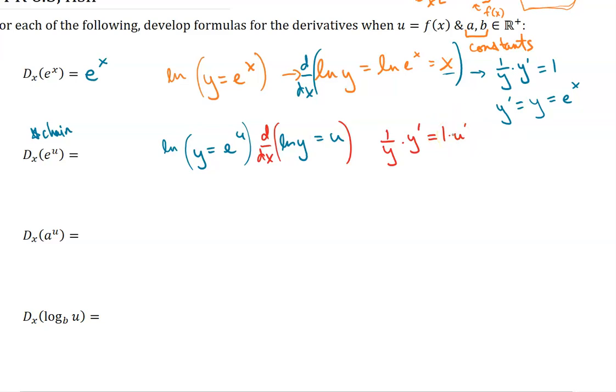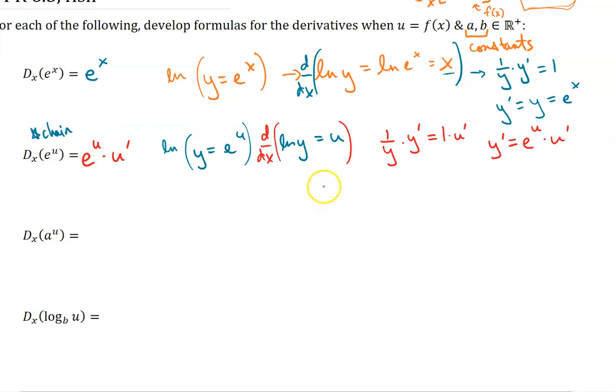All right, so then solving for y prime, I multiply by y, so y prime is equal to y times u prime. And what was y? Y was e to the u. So e to the u times u prime. Okay? My derivative of e to the u is itself, but then we have to multiply by the derivative of the inside function.